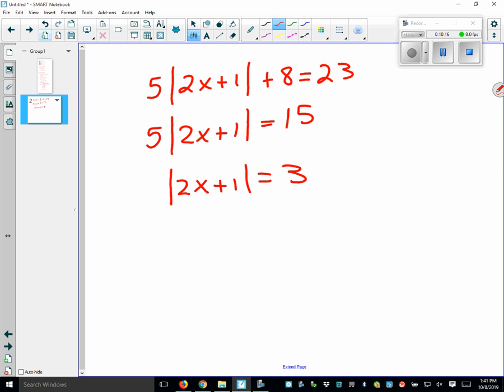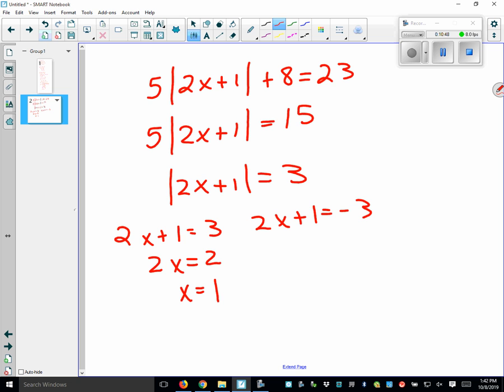What are my two possibilities? 2x plus 1 equals 3. What's my second one? 2x plus 1 equals negative 3. Now I solve each one of those equations. The one on the left, can I subtract 1? So 2x equals 2, x equals 1. Over here, I subtract 1, 2x equals negative 4, x equals negative 2. Right? Everybody's okay with that?